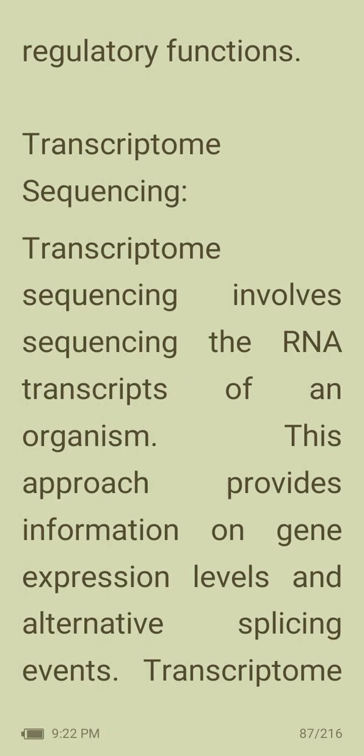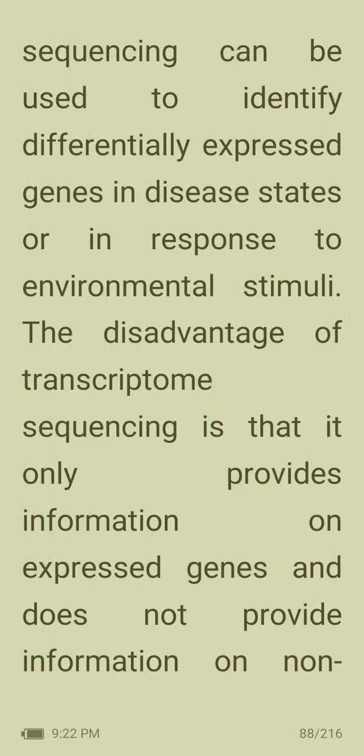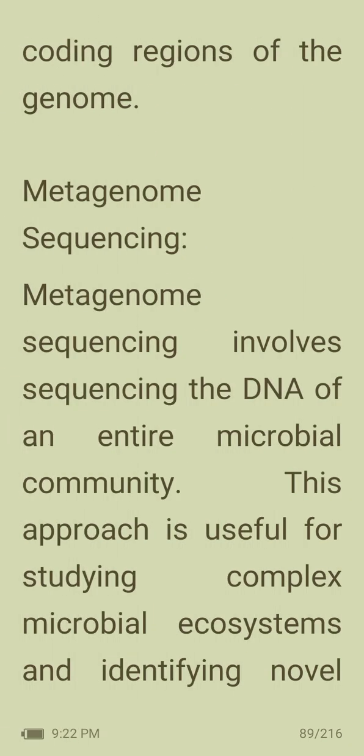have important regulatory functions. Then transcriptome sequencing. Transcriptome sequencing involves sequencing the RNA transcripts of an organism. This approach provides information on gene expression levels and alternative splicing events. Transcriptome sequencing can be used to identify differentially expressed genes in disease states or in response to environmental stimuli. The disadvantage of transcriptome sequencing is that it only provides information on expressed genes and does not provide information on non-coding regions of the genome.